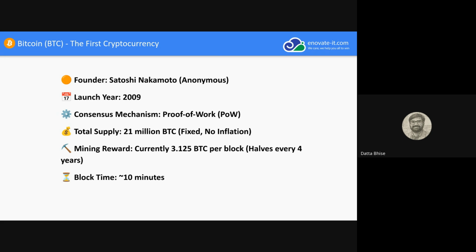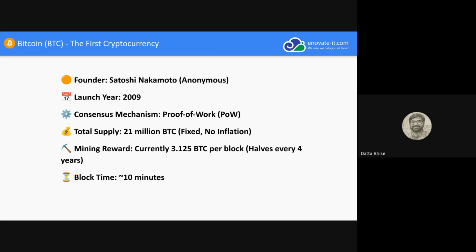So once it's reached the 21 million, no more minting of coin. I told many times, minting of coin. What does minting of coin mean? That means whenever a block is created, the network itself creates some coins to reward or get coin into circulation. So a new coin is created, it's not taken from someone else. New coin is created, that is called minting of coin.